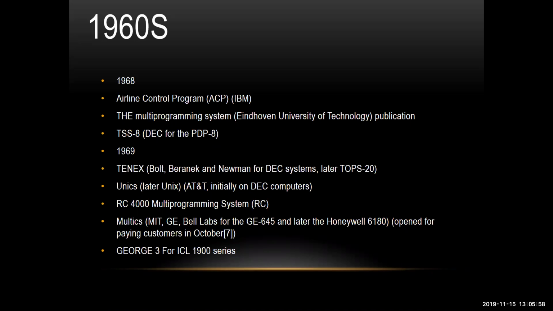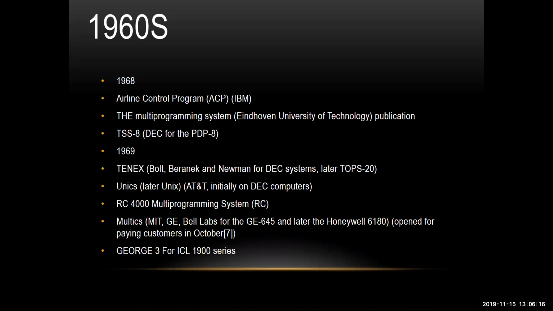And then we also had the multi-programming system, or THE OS. It was a computer operating system designed by a team. As I mentioned earlier, it was a team led by Edsger Dijkstra. And then we also had the TSS-8.